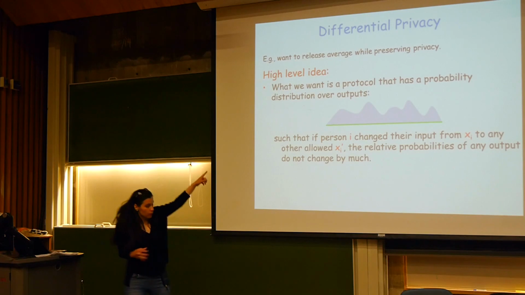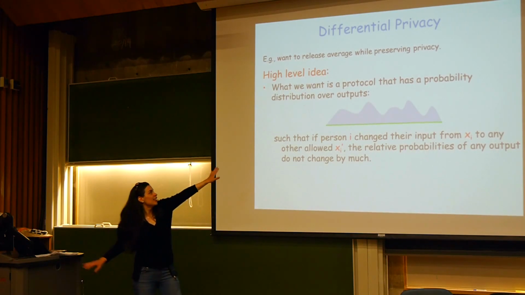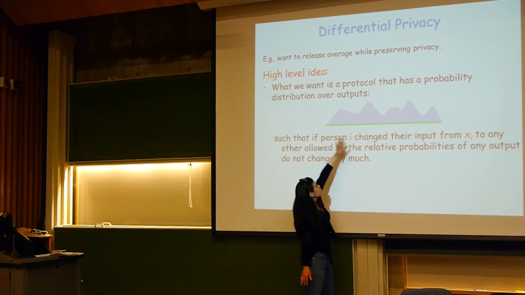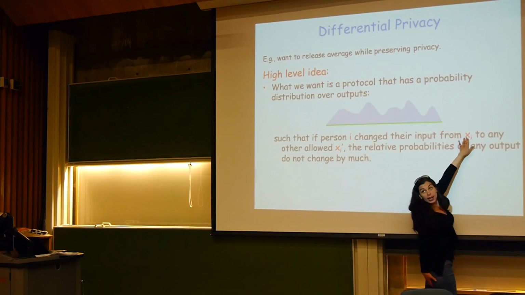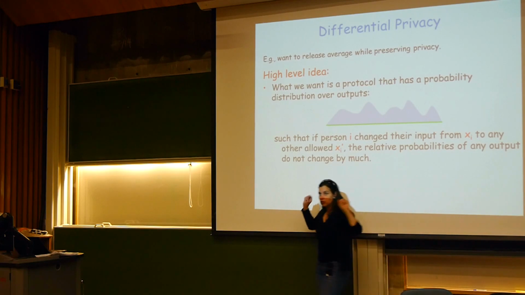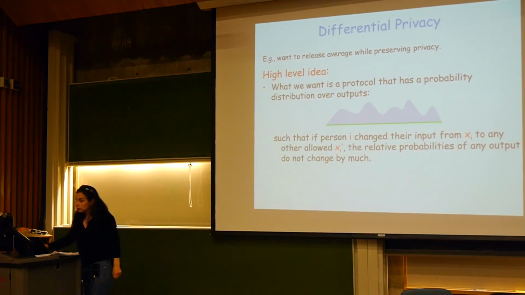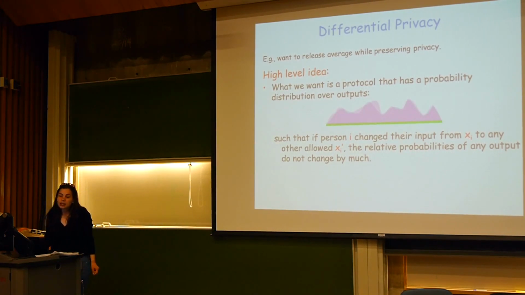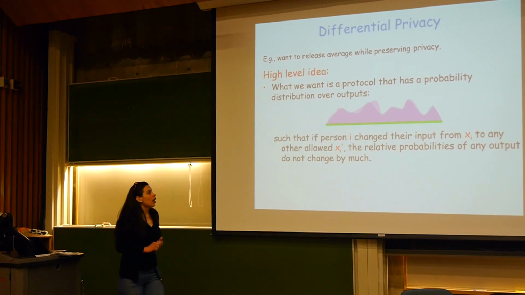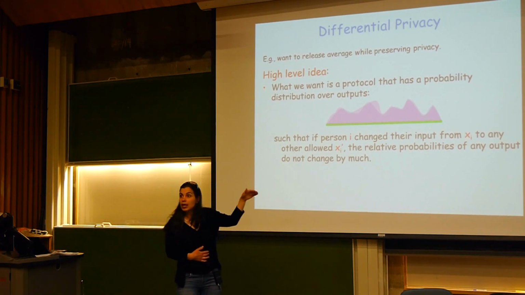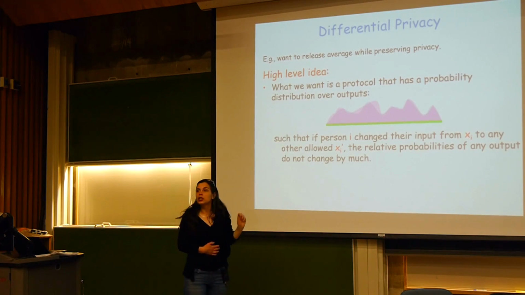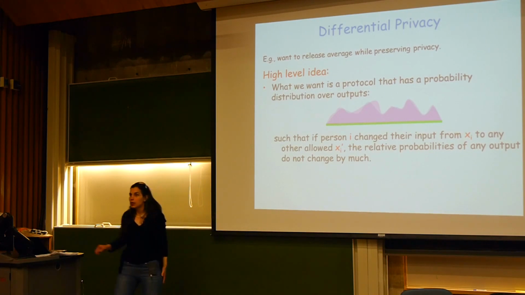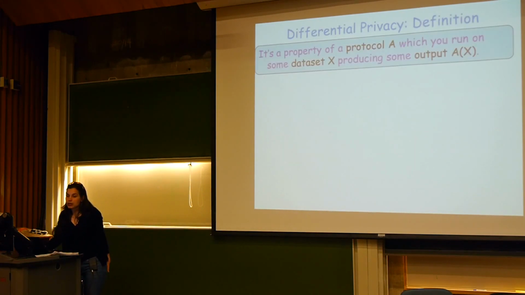Okay, so imagine that this was the distribution output by the mechanism if person i had as input xi, feature xi, say one feature for now. And we say that it's differentially private if our person changes its input from xi to xi prime, then basically the relative probabilities of any output do not change by too much. So in other words, these histograms look pretty much similar. Okay, so that's what differential privacy does for us.